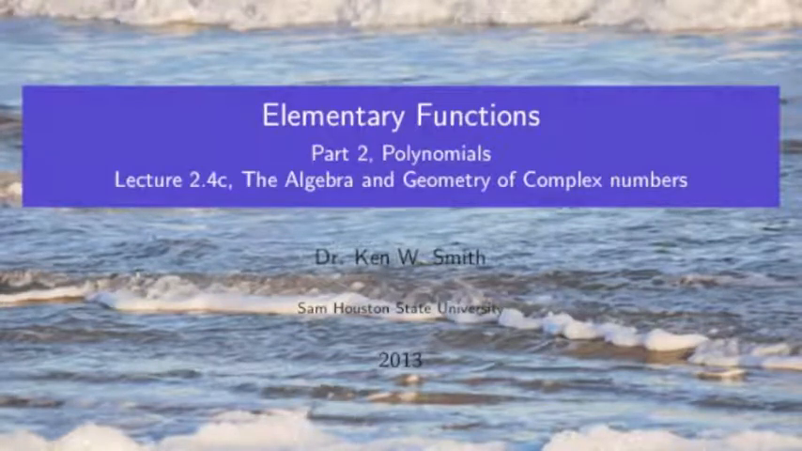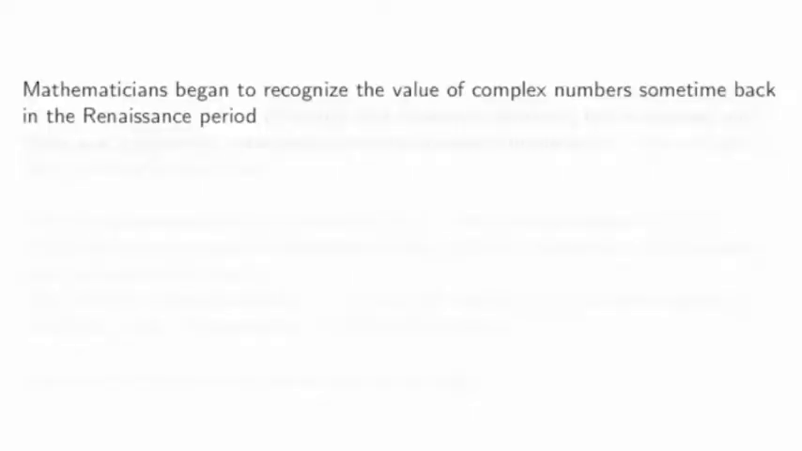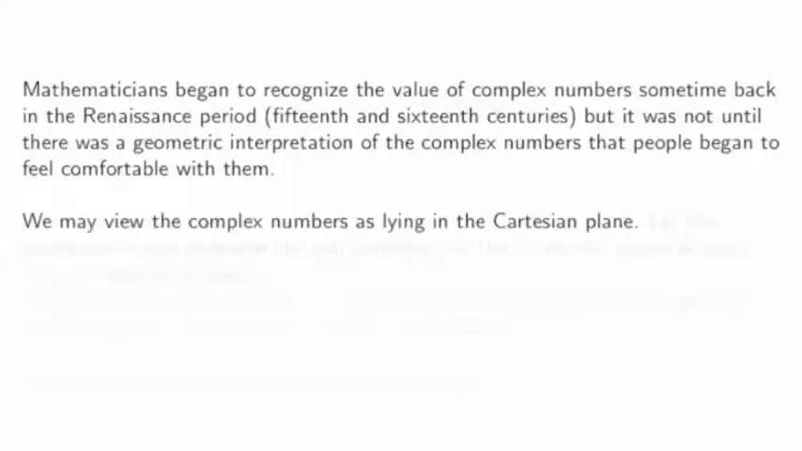In this lecture, we look at the algebra and geometry of complex numbers. Mathematicians began to recognize the value of complex numbers sometime back in the Renaissance period, in the 15th and 16th centuries, but it was not until there was a geometric interpretation of complex numbers that people began to feel comfortable with them. We may view the complex numbers as lying in the Cartesian plane.